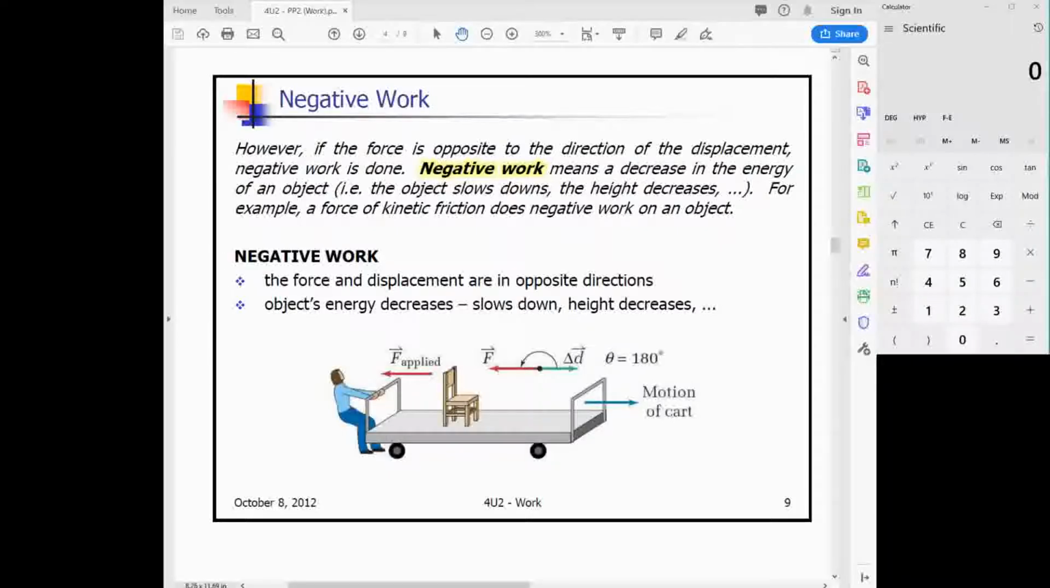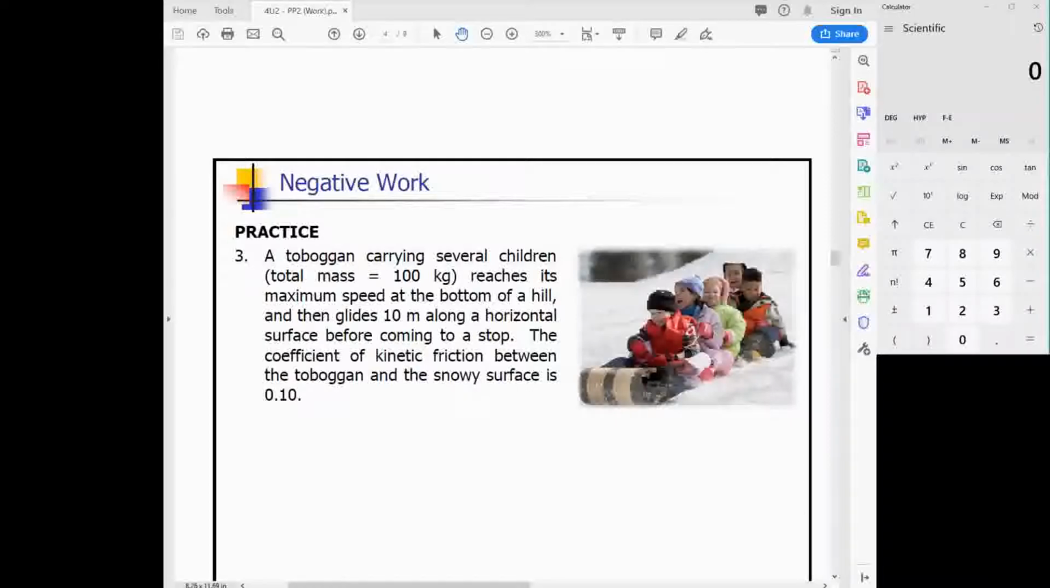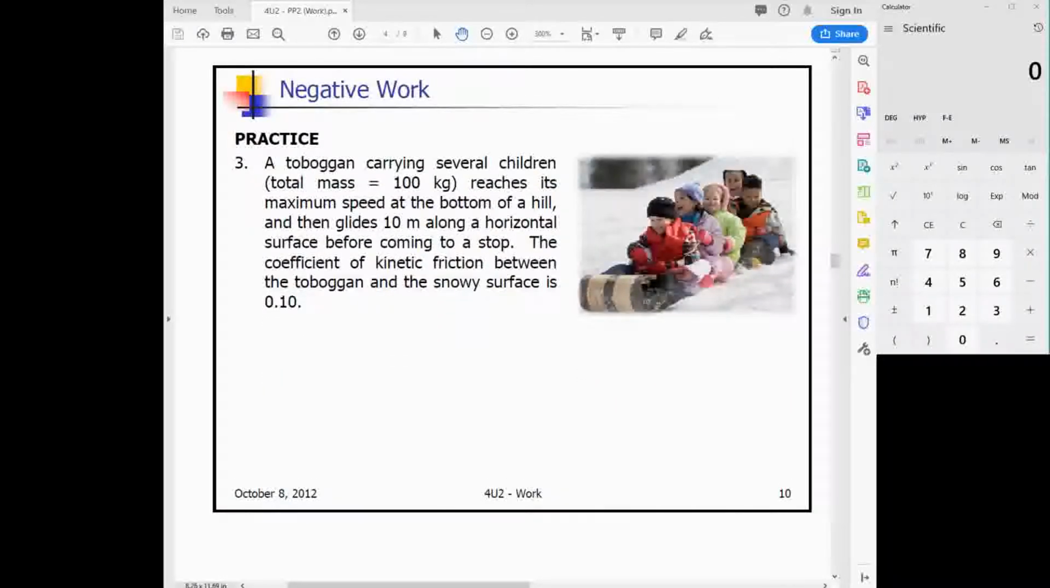Now, just to remind you, anytime you see the large capitalized bold letters there, those are things you should copy down. So I would recommend you copy down this note and the one on the previous slide. Let's look at some negative work using friction here.